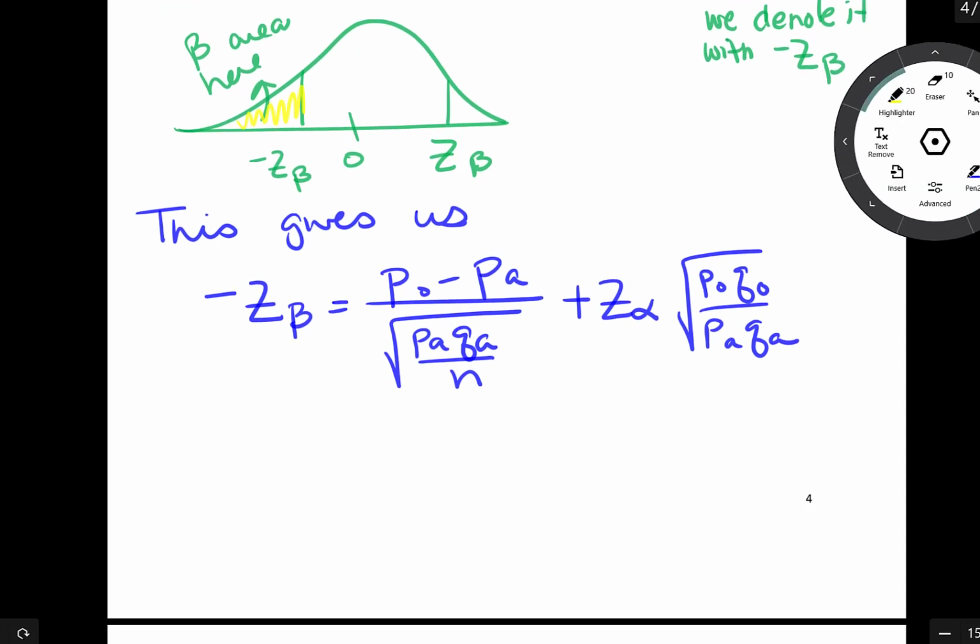Next, the last thing to notice here is that this is a function of N. Remember, the whole reason we're doing this is to get a sample size calculation. So the next thing that you would do is just solve this equation for N. I'm going to let you do that on your own. But if you solve this equation for N, you should get the following.